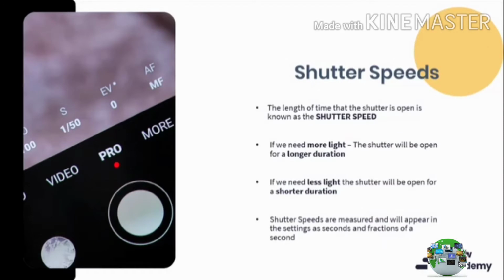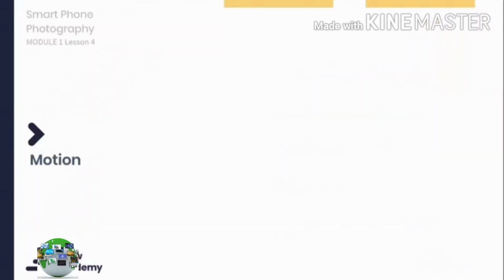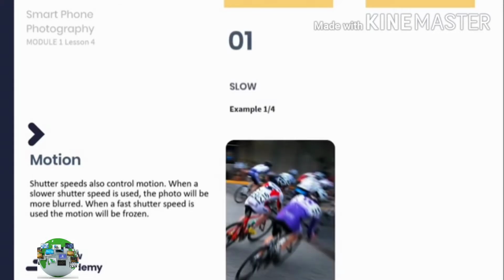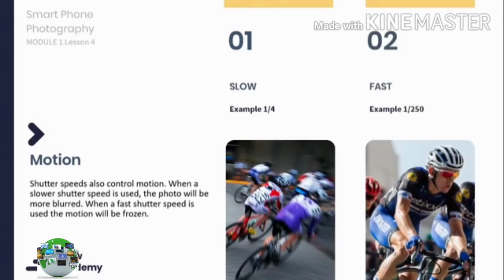So shutter speeds control exposure, but they also control motion. So the secondary effect from a long and a short shutter speed is the effect that it has on motion and movement. So when we use a slower shutter speed, we're going to get more blur. When we use a faster shutter speed, we're going to freeze that motion even more. So say, for example, I'm photographing at a quarter of a second. You can see here the cyclists now, there's lots of movement here. There's lots of blurred motion here because they're cycling very, very fast, and I'm using a slow shutter speed. Or in the second option here, I'm using a much faster shutter speed, 250th of a second. The cyclists are frozen as they are cycling very, very fast.